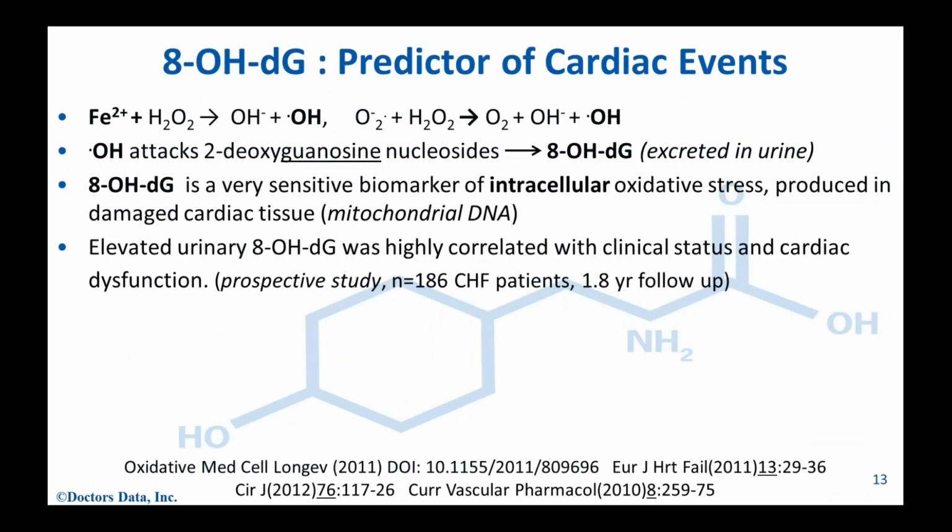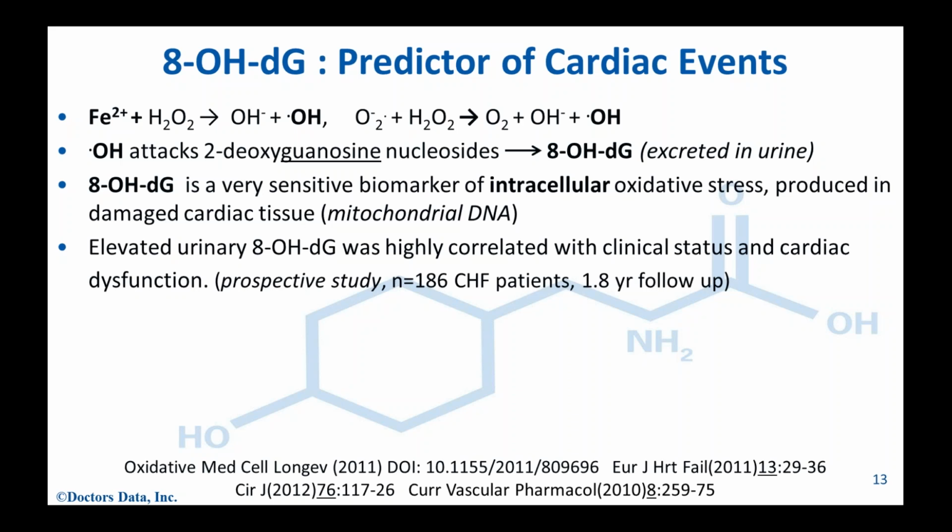Now, I talked about oxidative damage to DNA, and we see it in the urine in the form of 8-hydroxy-2-deoxy-D-guanosine, 8-hydroxy-DG, which turns out to be a predictor of cardiac events. And that's formed from the hydroxyl radical. And the hydroxyl radical is formed by two primary reactions. One, the Fenton reaction, where ferrous iron takes an electron from non-radical hydrogen peroxide and produces the hydroxide ion, which is fine, but also the hydroxyl radical.